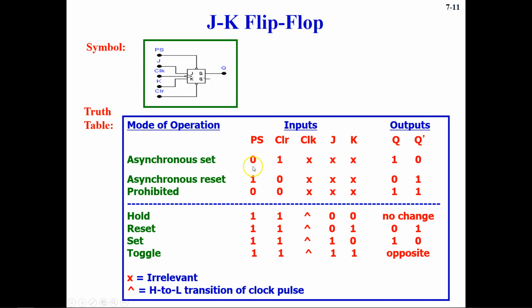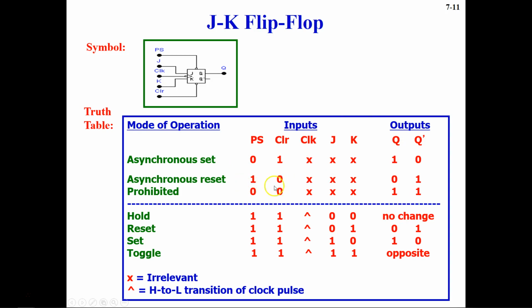When your asynchronous preset is 0 and your clear is 1, then whatever input you give to the clock and J and K, what will happen? Your output is going to be turned on, your Q is going to be set, and Q naught is going to be 0. So here we have an active low input. That's why when you have 0 here, your Q is going to be 1.